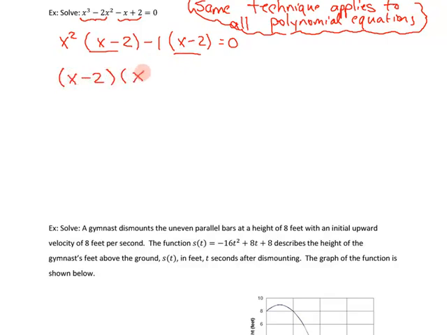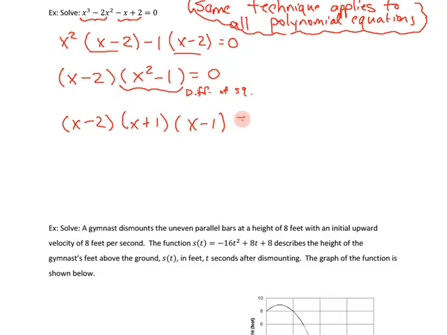We're left with x squared minus 1 equals 0. And looking at this, I can see I can factor that further. That's a difference of squares, so I end up with x minus 2 times, since that's an x squared and a 1 squared, x plus 1, x minus 1 equals 0. Notice how now they're all completely factored.